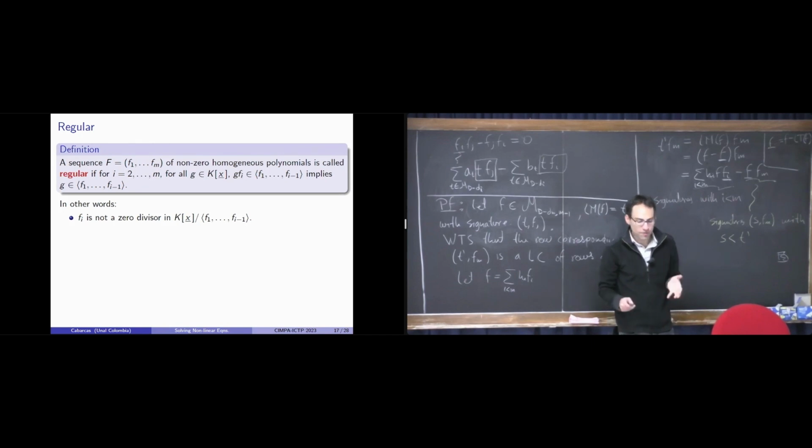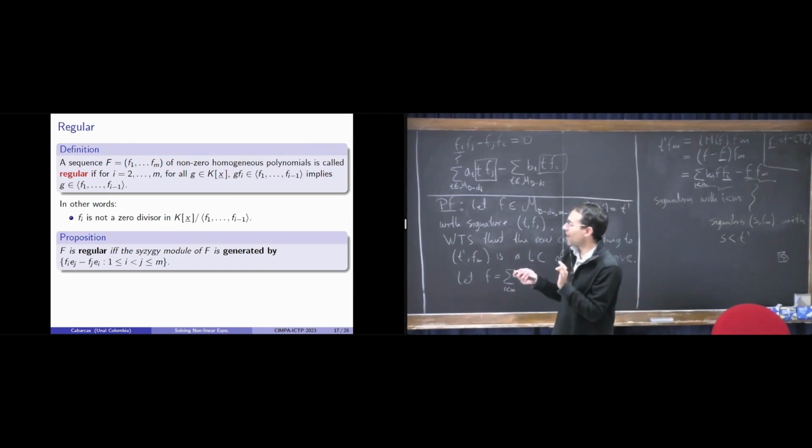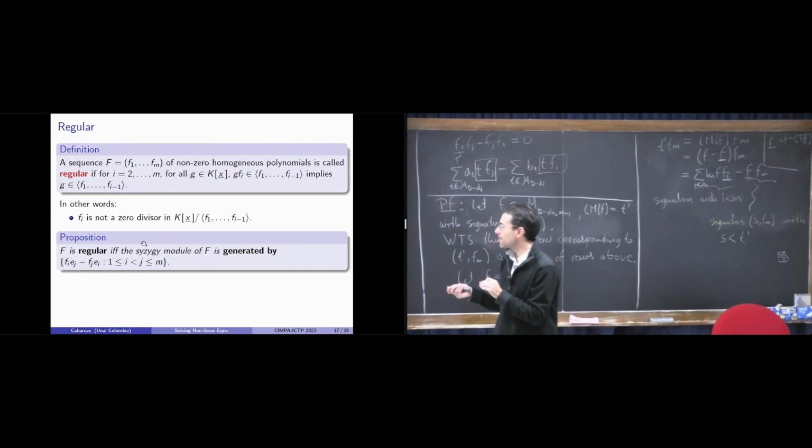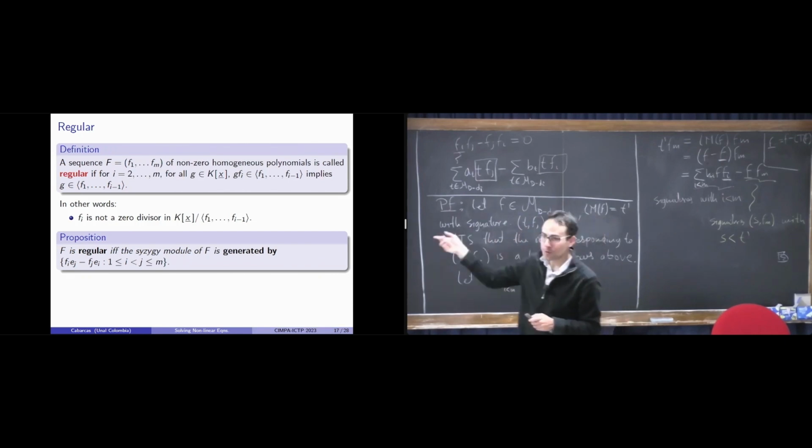It's not obvious at all why this is important, except that F is regular if and only if the module of syzygies of F is generated by the trivial syzygies. These ones up here. Those syzygies are always there.